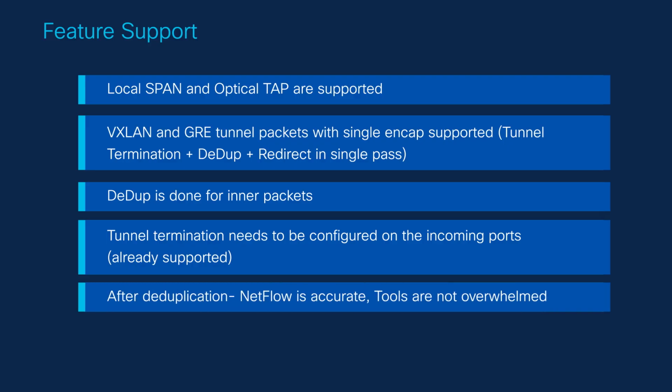Once after deduplication, we can enable all other features like NetFlow or replicating to your tool ports. That way, the NetFlow that you generate from the raw packets after deduplication is more accurate, and the packets that you are ingesting into your tools are more controlled. You are not sending any duplicate packets. The tools are also not getting overrun because of the deduplication feature.